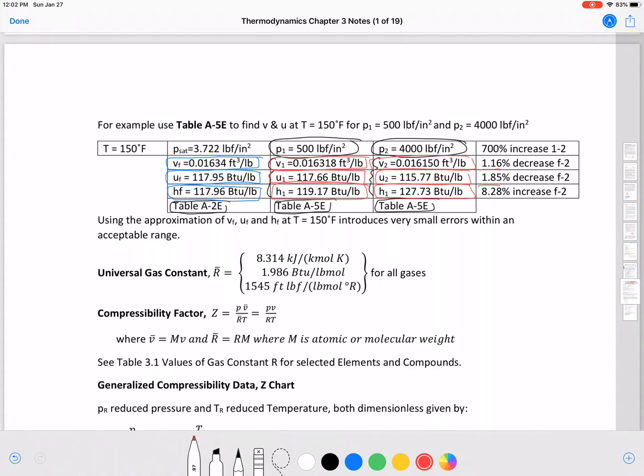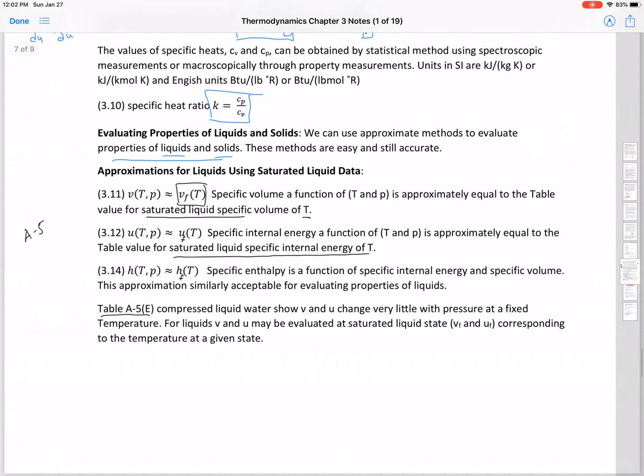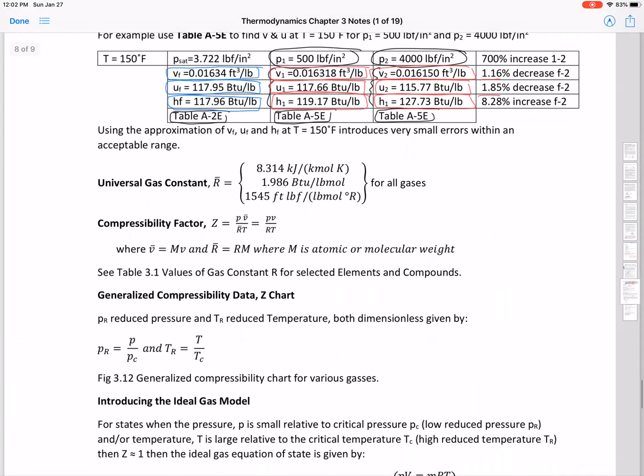And so you can use the saturated liquid values for approximating our values for the specific volume, specific internal energy, and specific enthalpy. So this example just shows you that it's not a very big difference.